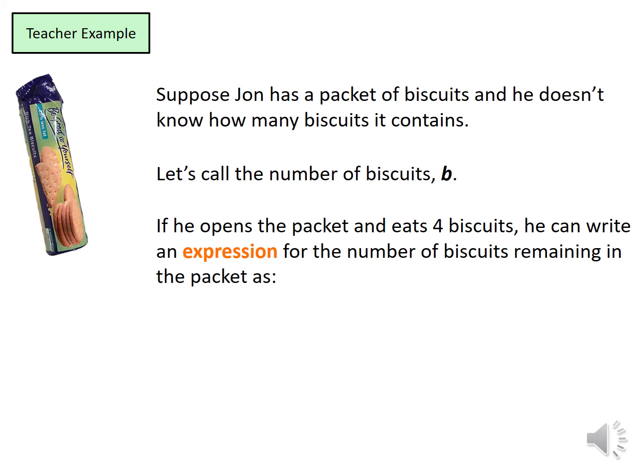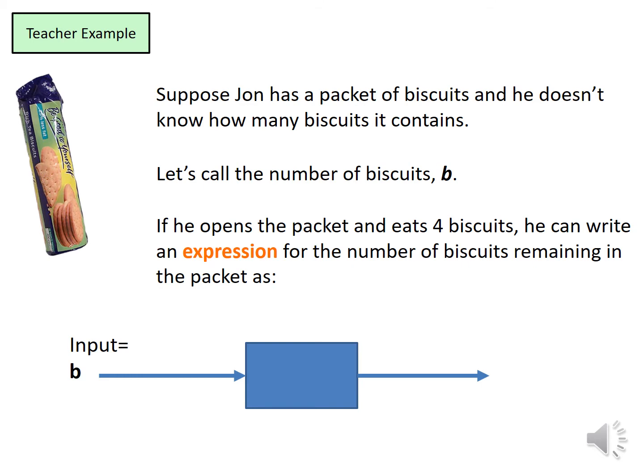Now, again, we're not trying to solve how many biscuits are in the packet. We just want to write an expression. Because he's eaten 4, and we labeled it B, the letter B represents all the biscuits inside the packet. He ate 4, so take away 4. My final expression: B take away 4. So we write out an expression for this information. Packet of biscuits, he eats 4, the expression is B minus 4.